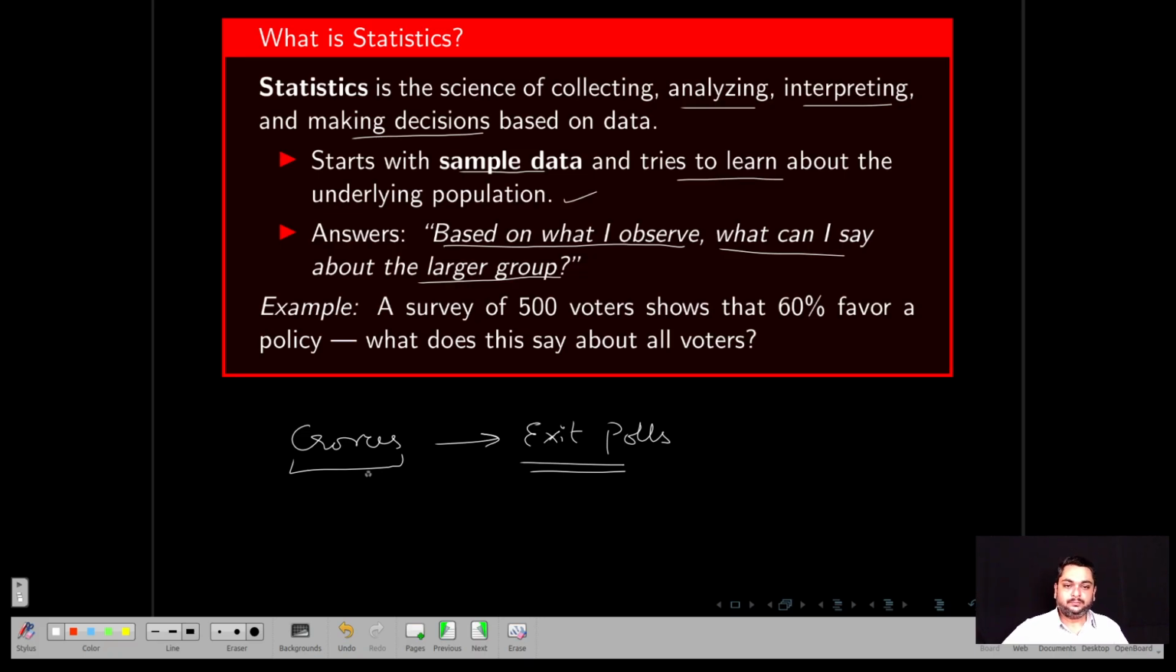How do they do it? They will not collect all the crores of samples, right? They will not go and ask everyone what you voted for. They may not get the answer also. So what will they do? They basically take some sample, that is called a sample. Sample means what?